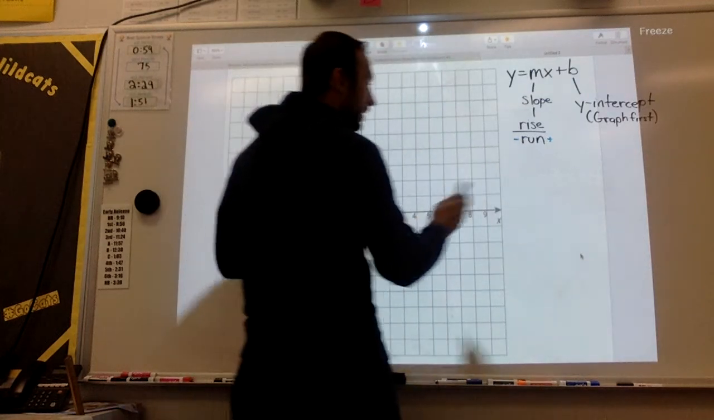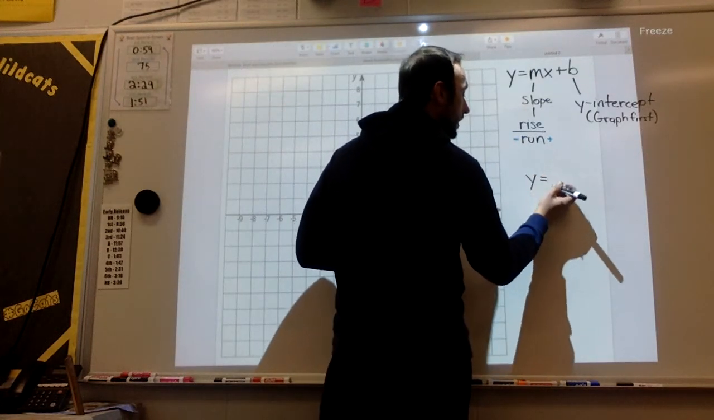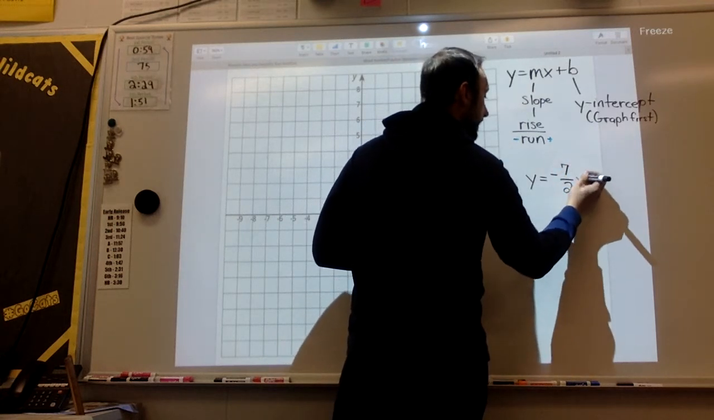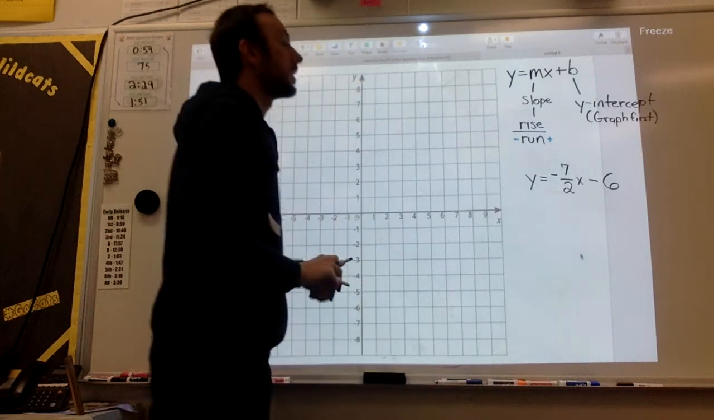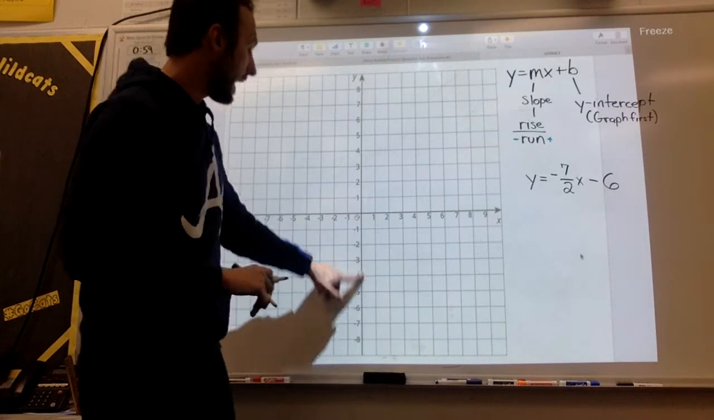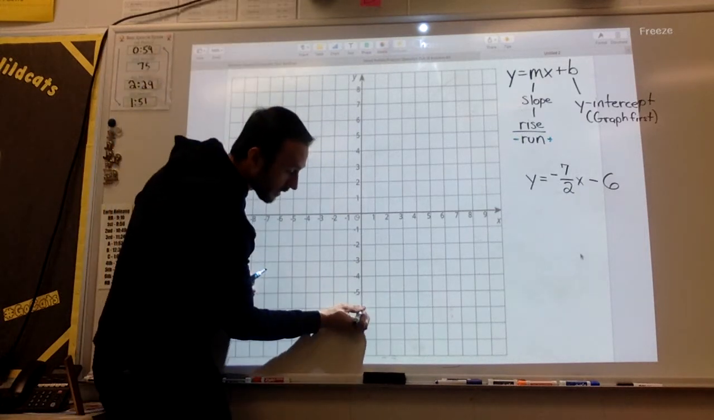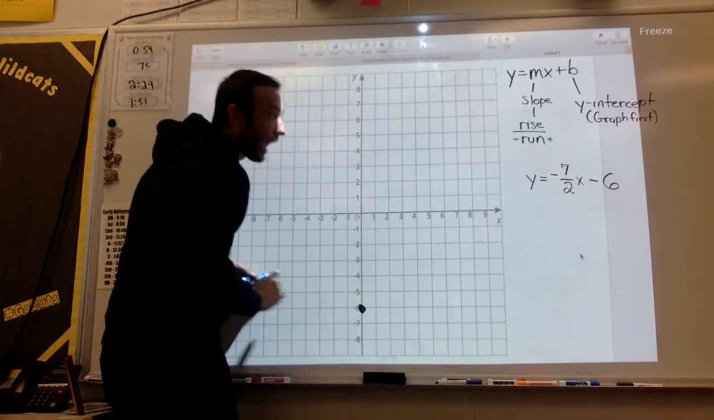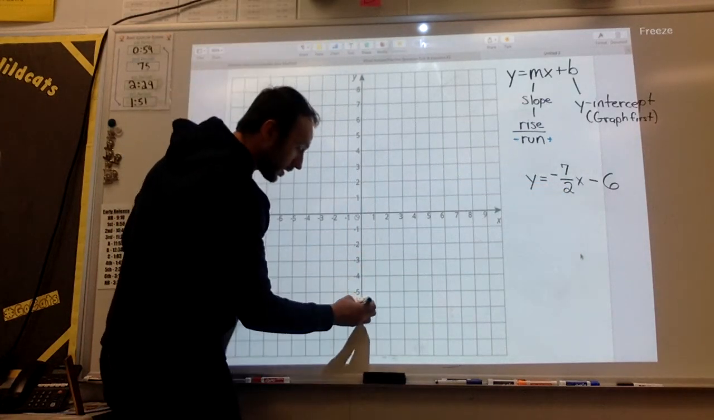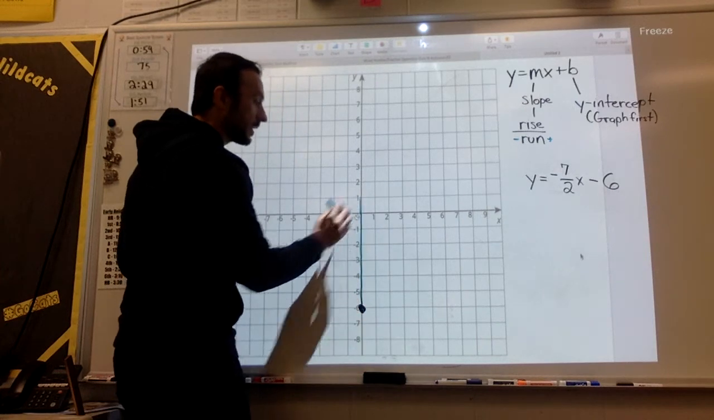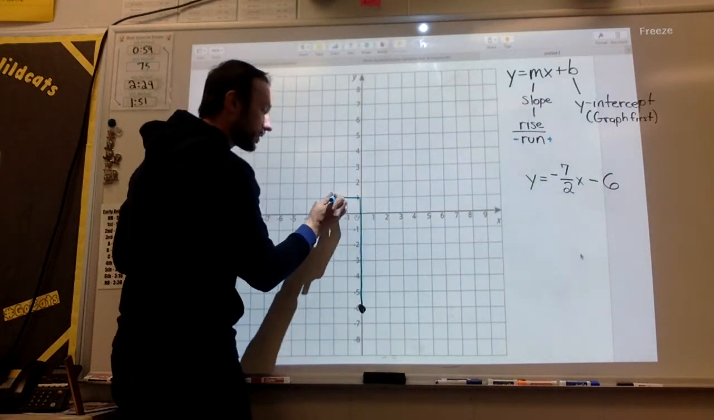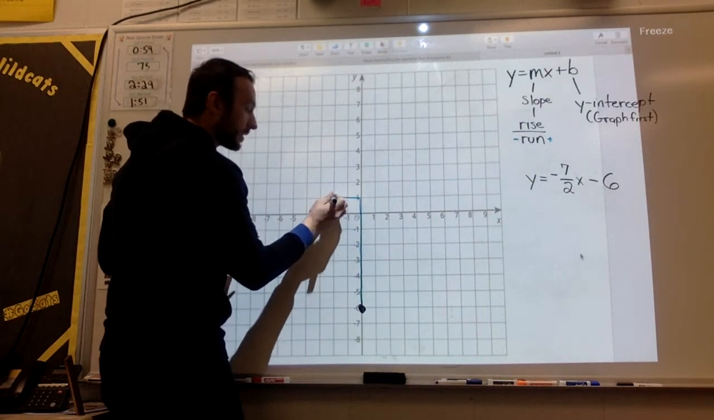Let's say I give the equation y equals negative 7/2 x minus 6. So step 1 is to graph our y-intercept on the y-axis. So I'm going to -6 because it's a -6. And then I'm going to do my rise over my run. I'm always going to rise up, so I'm going to rise up 7. 1, 2, 3, 4, 5, 6, 7. And I'm going to run 2, and because it's a negative sign there, I'm going to run 2 to the left. 1, 2, and there is my dot right there.